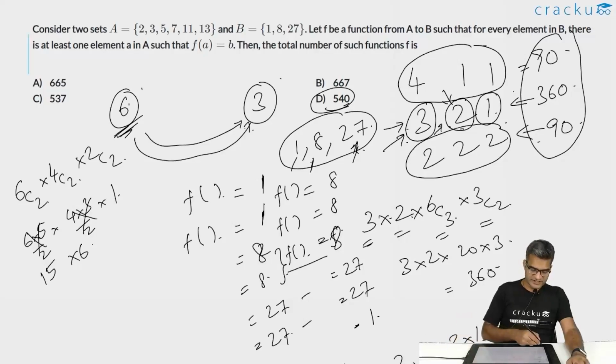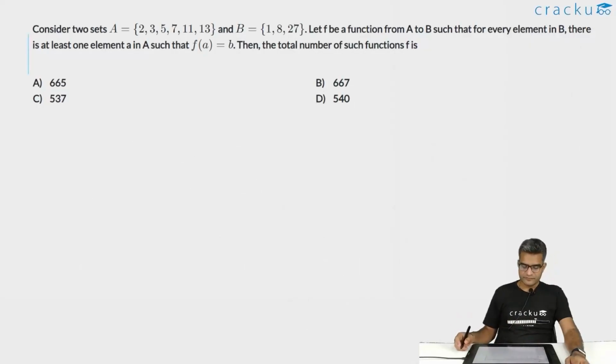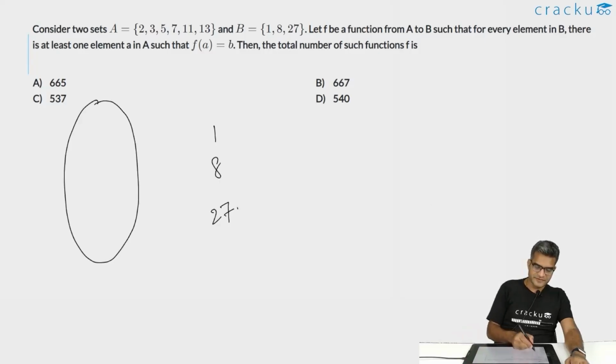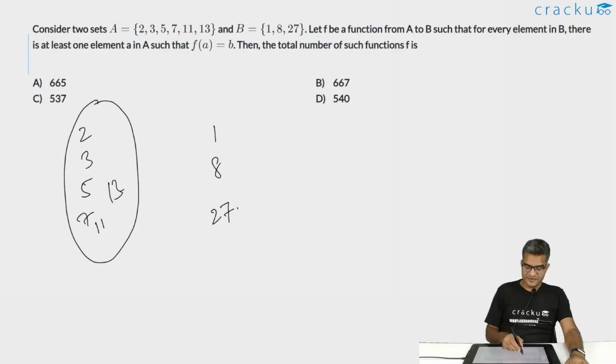For people who did not understand, this might seem like a tricky question. We have 3 elements in B. We have 1, 8 and 27. And we have 6 elements in A. The 6 elements are 2, 3, 5, 7, 11 and 13. Now every element in B should have at least 1 element from A. And we have to essentially distribute these 6 elements.